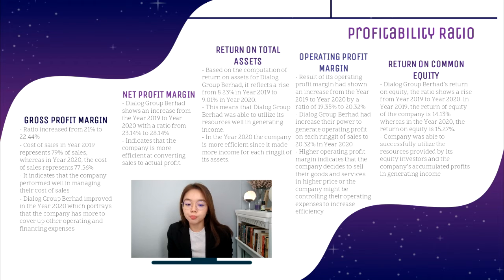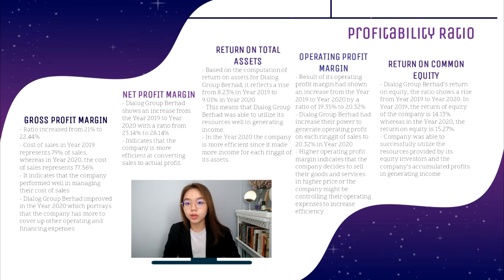This means that Dialog Group Berhad was able to utilize their resources well in generating income. As illustrated in the company's income statement, Dialog Group Berhad generated a net income of 536 ringgit million in the year 2019 and 630 ringgit million in the year 2020. Thus, this means that in the year 2020, the company is more efficient since it made more income for each ringgit of its assets.